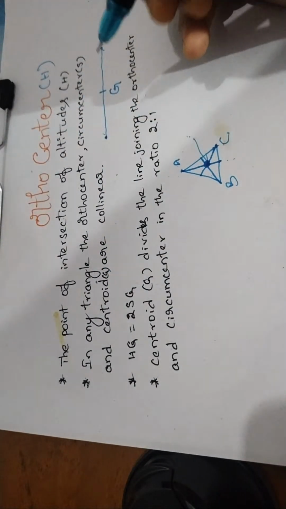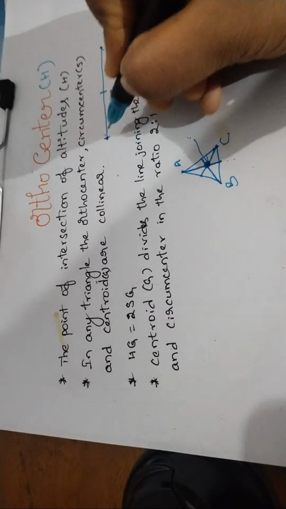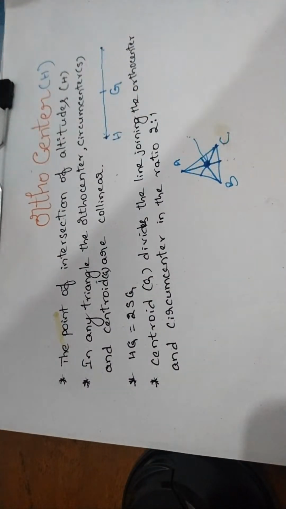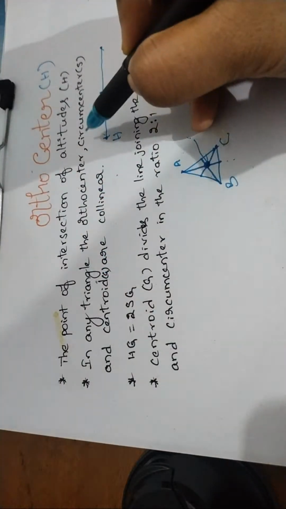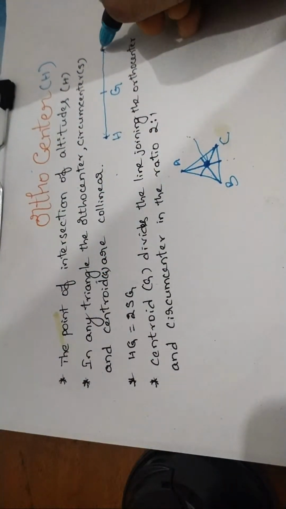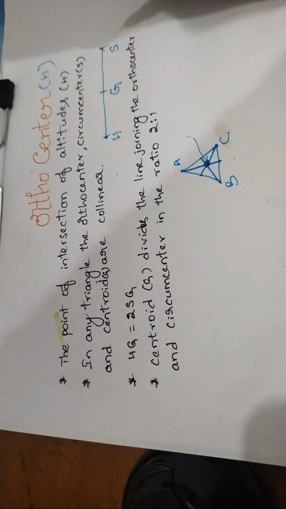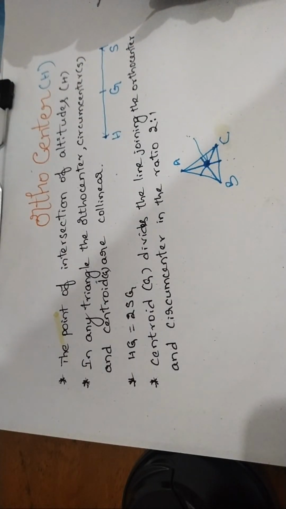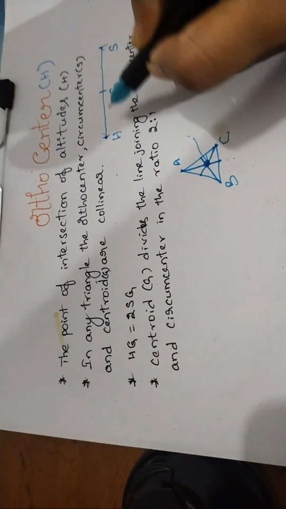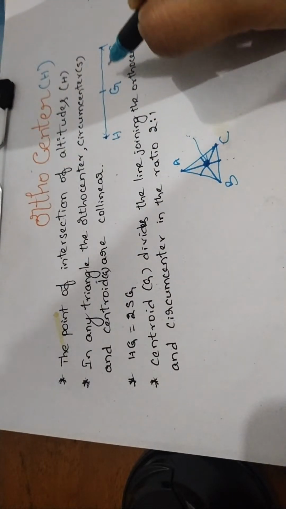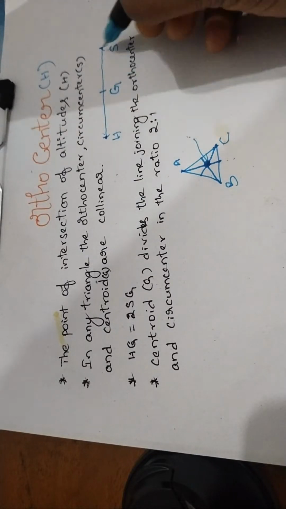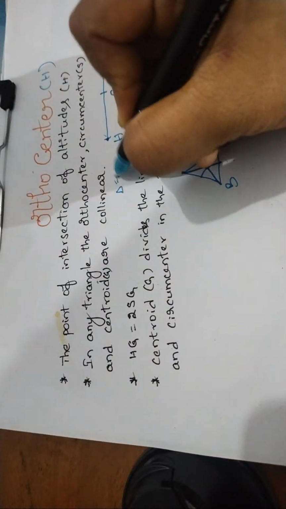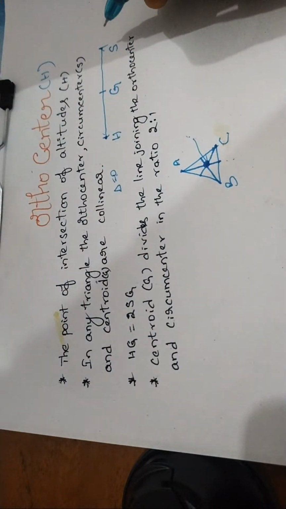Go for the orthocenter. Suppose I am taking here the orthocenter H. What is the remaining one? The remaining is the circumcenter, so I will draw it here. It is denoted by the letter S. It is collinear, which means there is no area for these three points. The area of the triangle in this case is 0, because they are collinear.